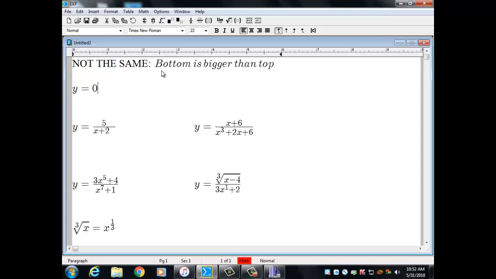But anytime the bottom is bigger than the top, for all four of those, horizontal asymptote, y equals 0, y equals 0, y equals 0, y equals 0.